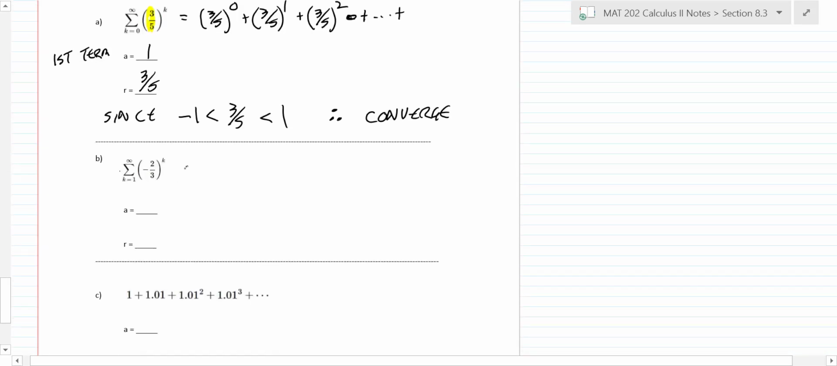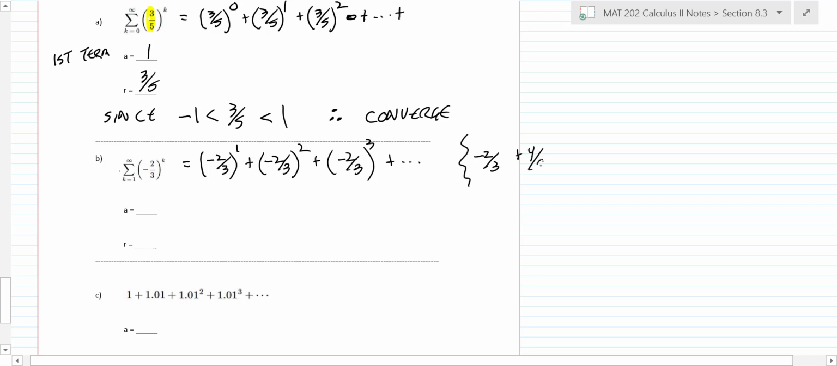So let's see, the next one, if we wrote this out, the first term, now this time we're starting with k equals 1. You can start the series anywhere you want to. 0 is the most common. So we'd have -2/3 to the first, -2/3 to the second, and so forth. Just to get an idea of how this series goes, let's write out a few terms. The first term would be -2/3. Then 4/9, and then -8 over 27.